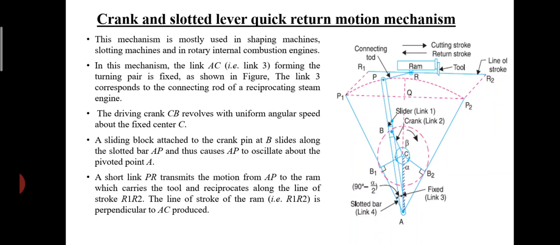In this mechanism, the link AC, link number 3, forming a turning pair, is fixed as shown in the figure. Link 3 corresponds to the connecting rod of a reciprocating steam engine. The driving crank CB revolves with uniform angular speed about the fixed center C.